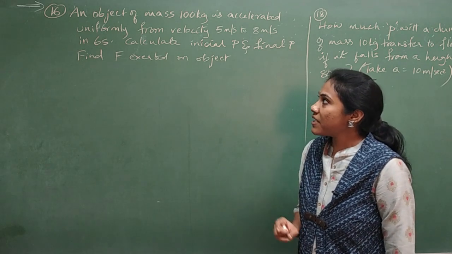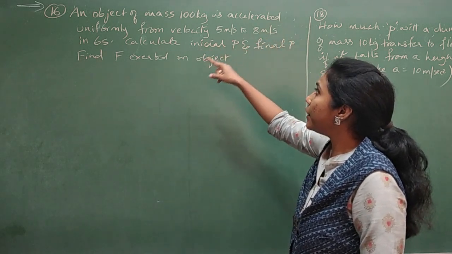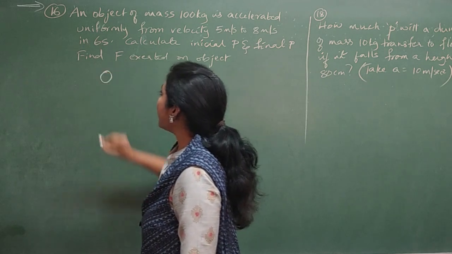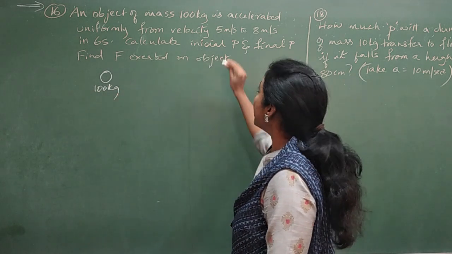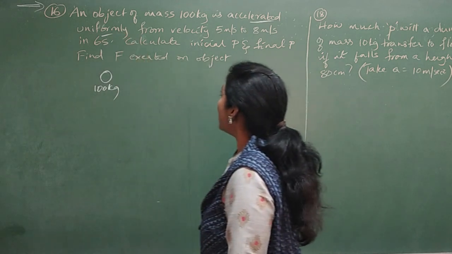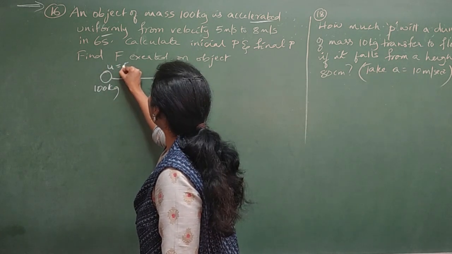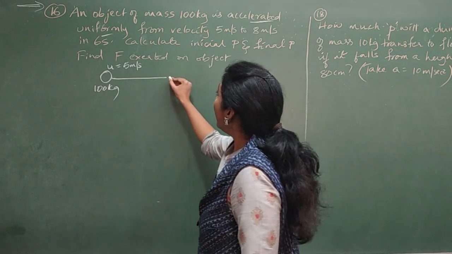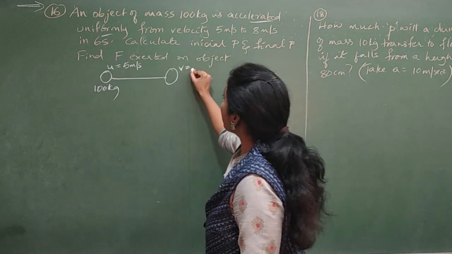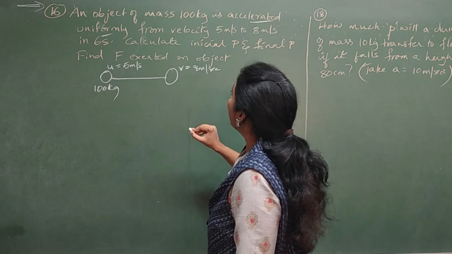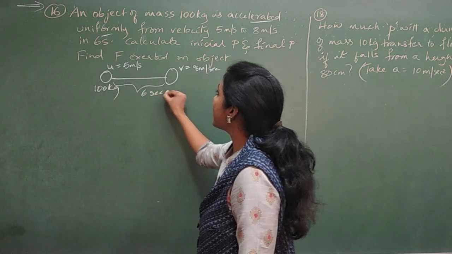Okay. See guys, coming to the 16th question, a much easier question actually. An object of mass 100 kg is accelerated uniformly from a velocity. There is an object of mass 100 kg, accelerated uniformly. This is very important. That means you have a uniform acceleration, and it is moving with the initial velocity, what is u here? u is equal to 5 meter per second, and it moved some distance, and here the final velocity is equal to 8 meter per second. So it has moved from here to here in how much time? It has moved in 6 seconds.